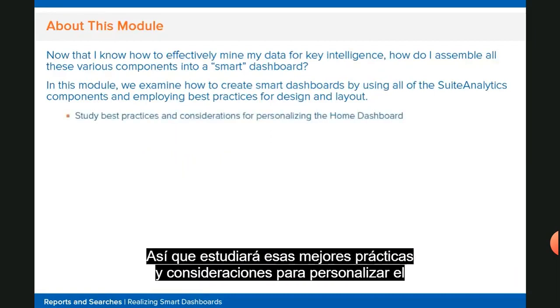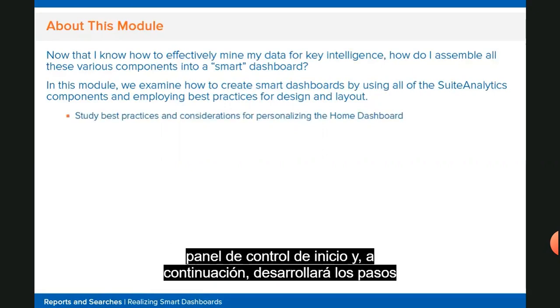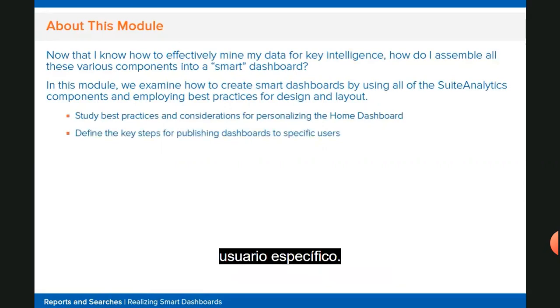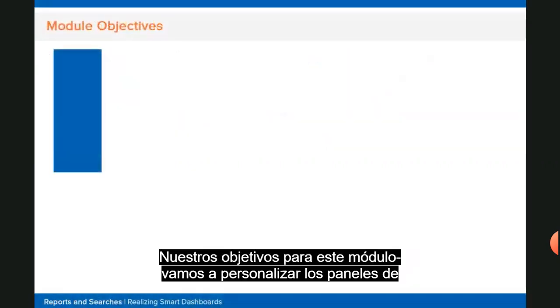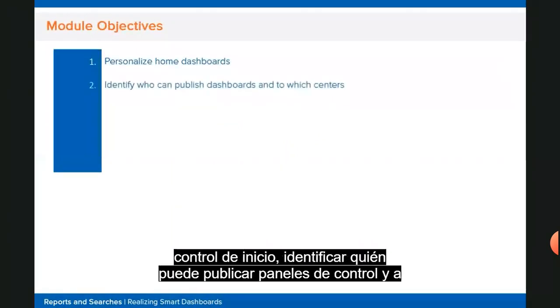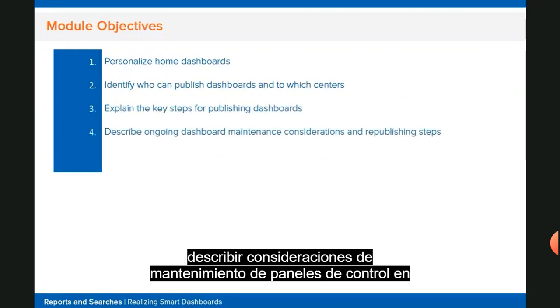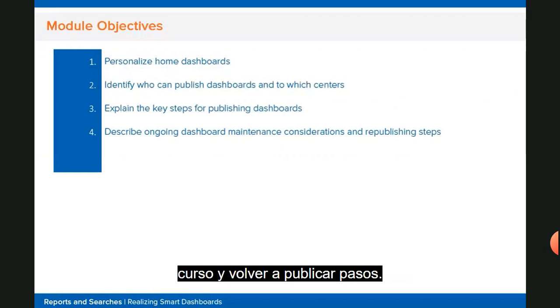So you'll study those best practices and considerations for personalizing the home dashboard, and then develop the key steps that you need for your company to publish a dashboard to a specific user. Our objectives for this module: we're going to personalize the home dashboards, identify who can publish dashboards and to which centers, explain the key steps for publishing dashboards, and describe ongoing dashboard maintenance considerations and republishing steps.